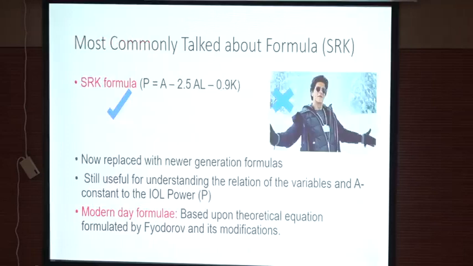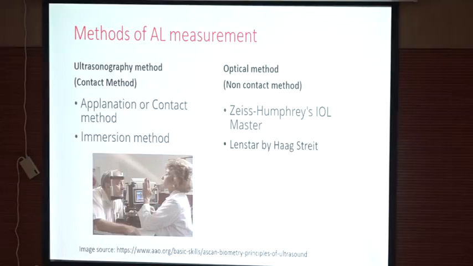The most commonly talked about formula is the SRK, and by that I mean Sanders, Retzlaff and Kraft, who gave us the formula: P, the power of the lens, is equal to A constant minus 2.5 times the axial length minus 0.9 times the mean keratometry. It has now been replaced with newer generation formulas, but it's still useful for understanding the relationship of the variables.